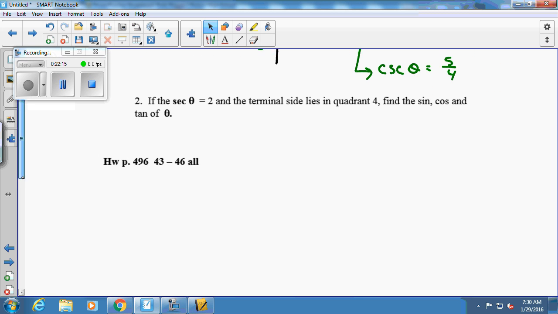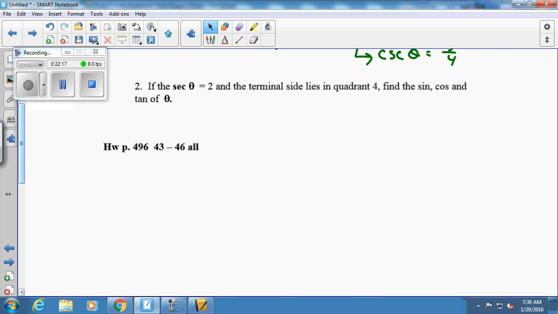Let's try one more because it's different. Look at your homework assignment, very short. Not very long today because I just want you to look at these circle things. So let's look at this. It says, if the secant, ooh, I don't like secant.